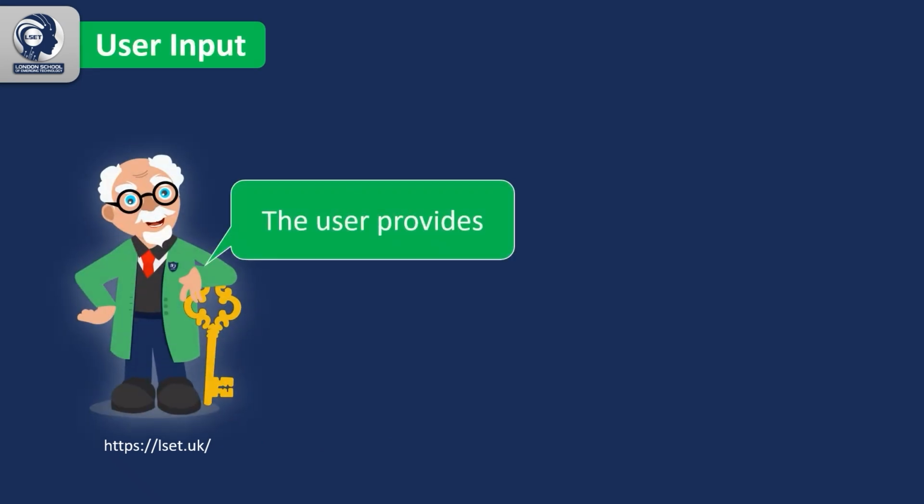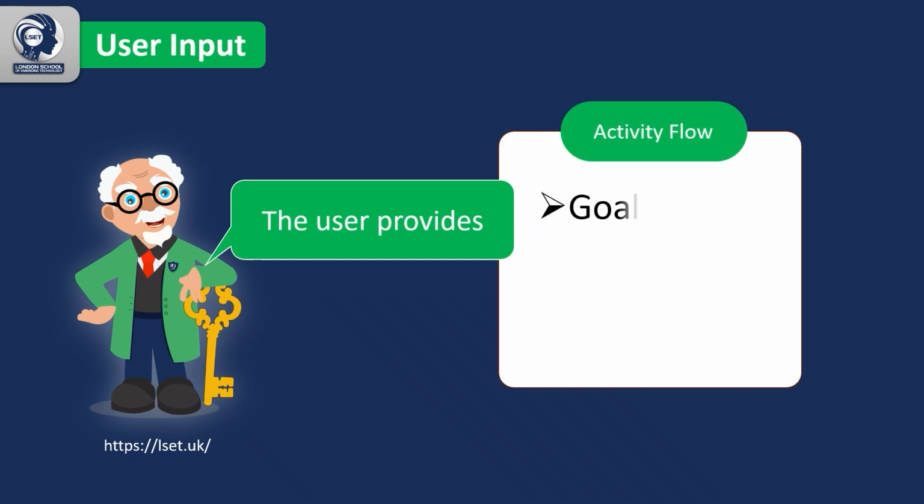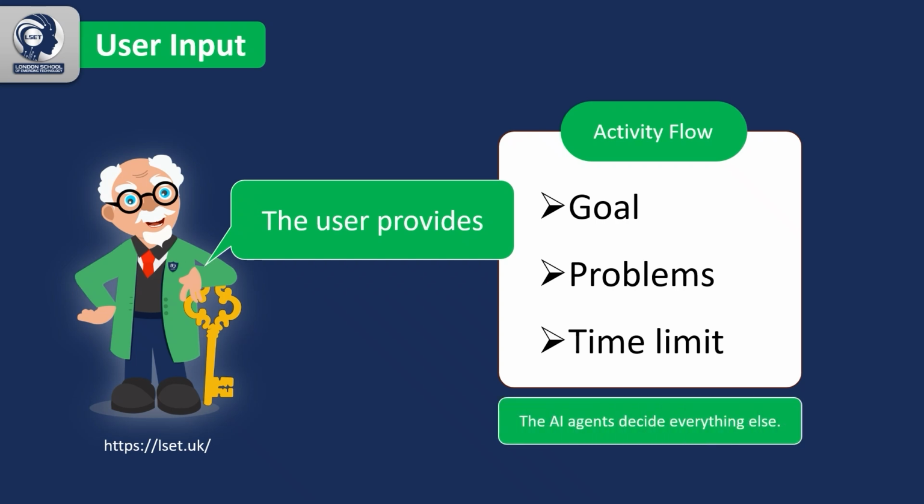In this system, the user provides only a small amount of input. The user defines the goal, any problems or constraints, and the time limit. Once this information is given, the AI agents take over. They decide everything else, including planning, evaluating options, and choosing the best actions. This shows how agentic AI reduces manual effort while still working towards the user's goal.